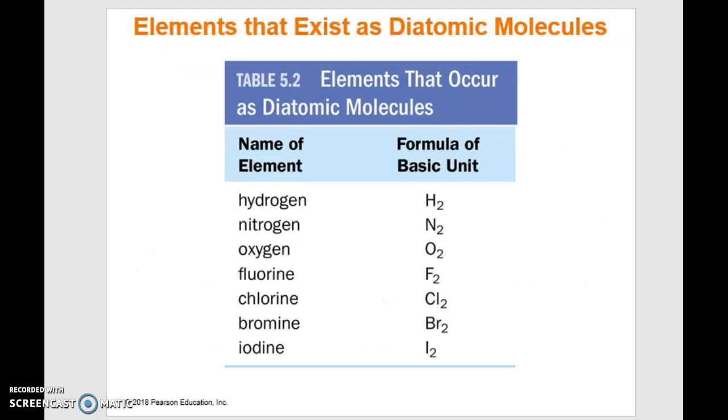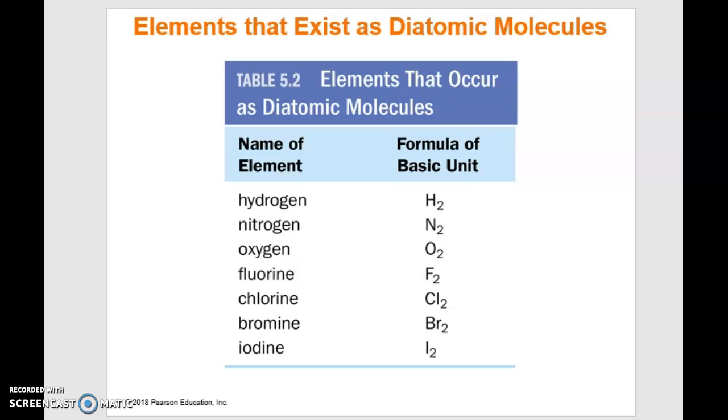Something important to know when you are doing chemistry is which elements are diatomic. All right, so hydrogen, nitrogen, oxygen, fluorine, chlorine, bromine, and iodine. Those are your diatomic ones. And basically what that means is these guys will never be just alone. So you'll never just have a hydrogen by itself. You'll never just have a nitrogen by itself. Whenever they are alone, they're always going to be in twos.